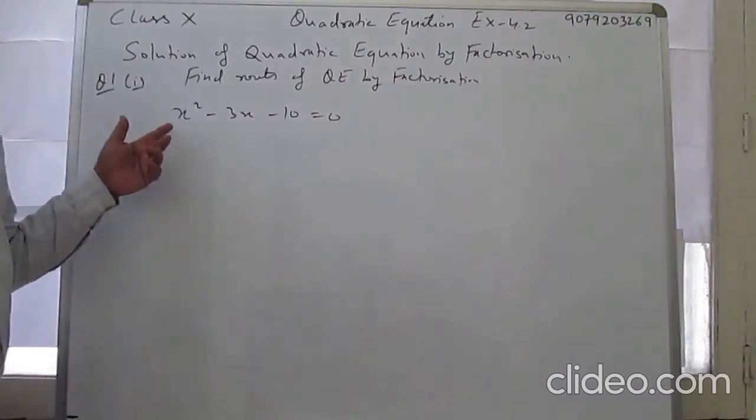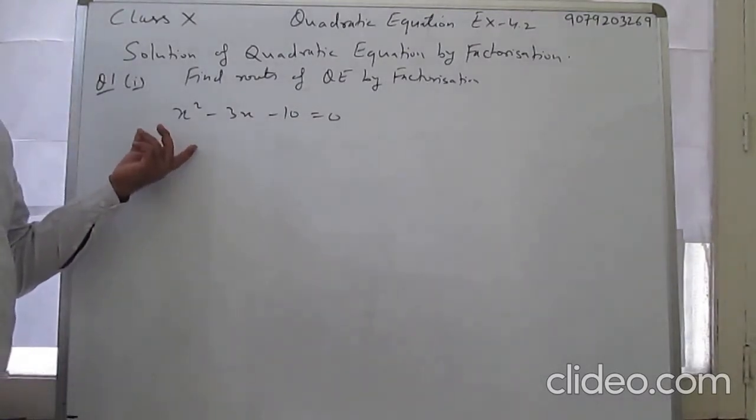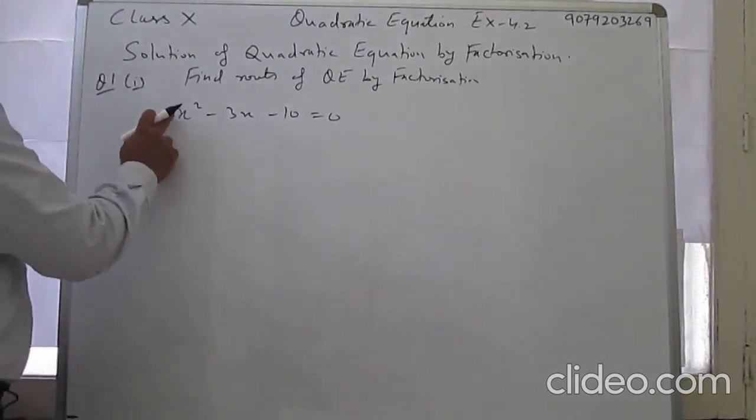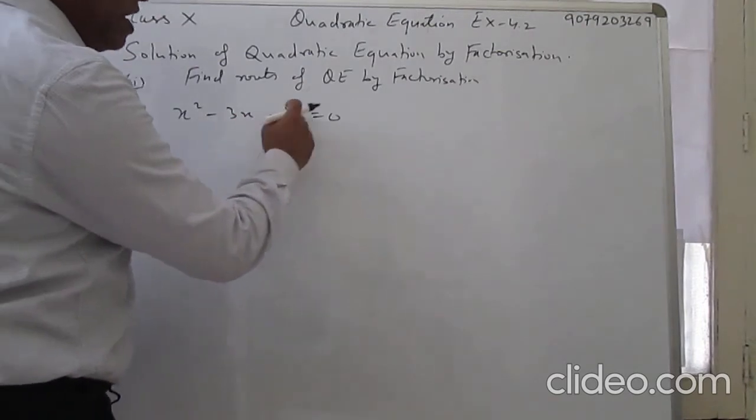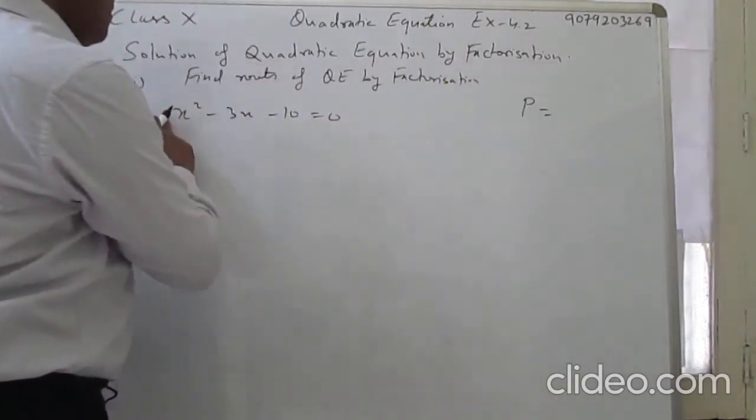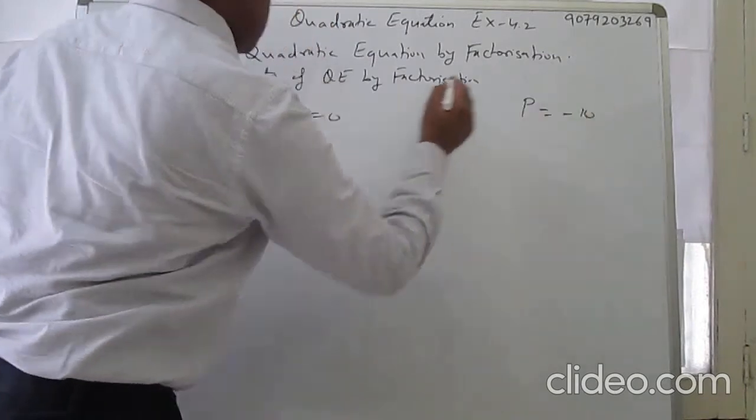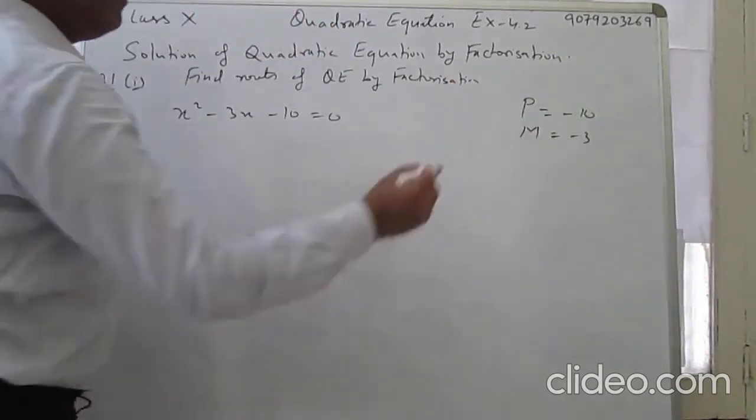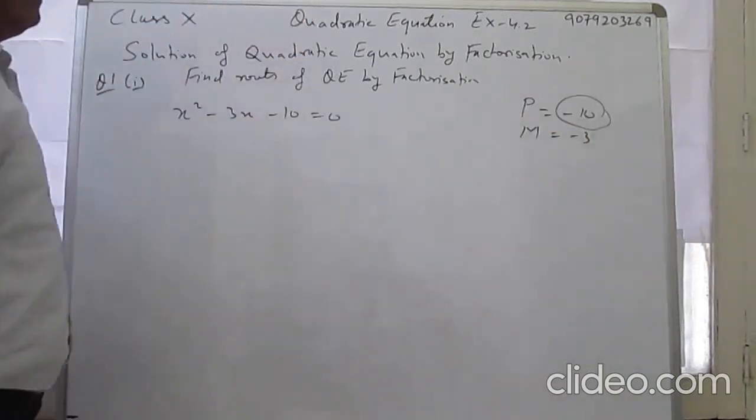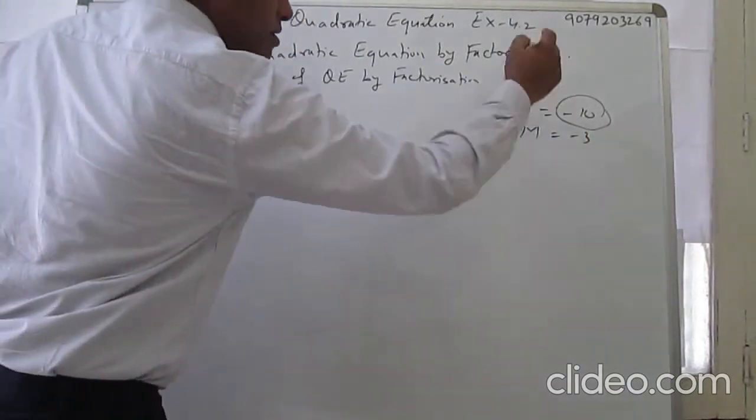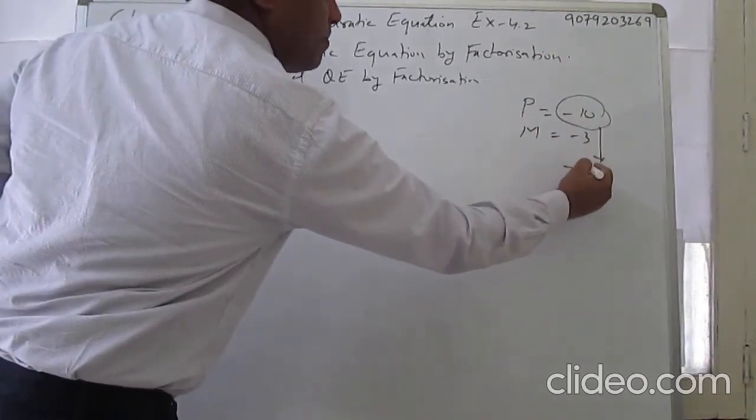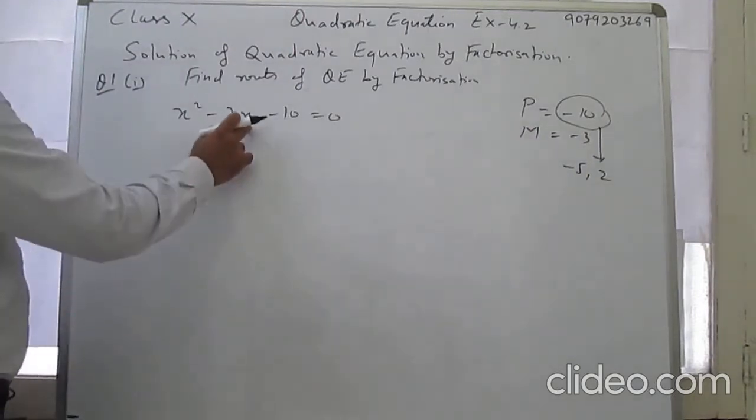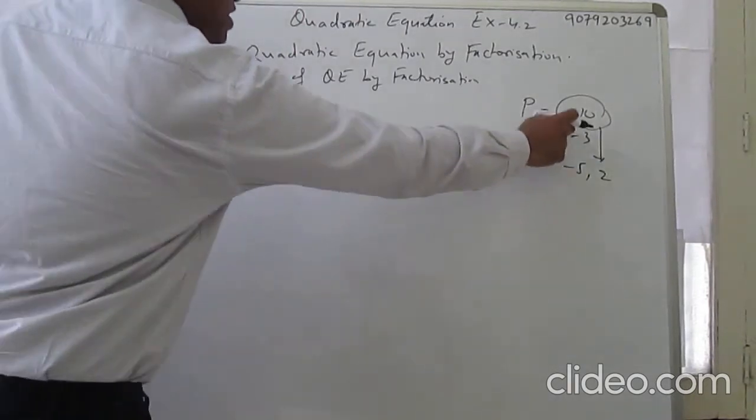This type of question you did in class 9, that is splitting of the middle term. See, the coefficient of x square is 1 and the constant term is minus 10. So the product is 1 into minus 10, which is minus 10. The middle term is minus 3. Now we have to find factors of minus 10 that give minus 3. The factors are minus 5 and 2. So the sum is minus 3 and the multiplication is minus 10.